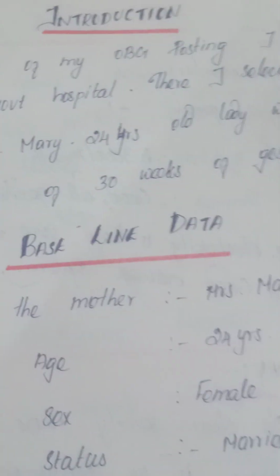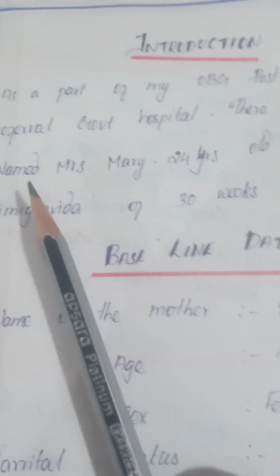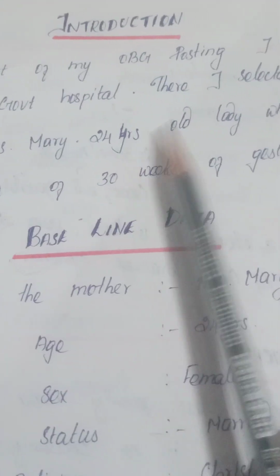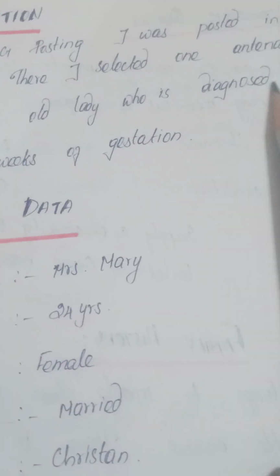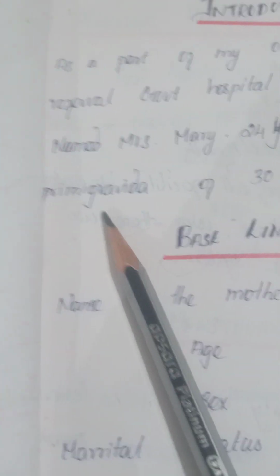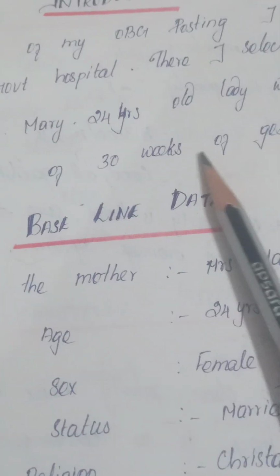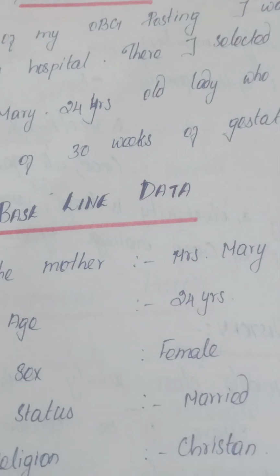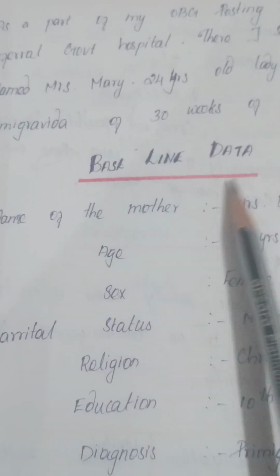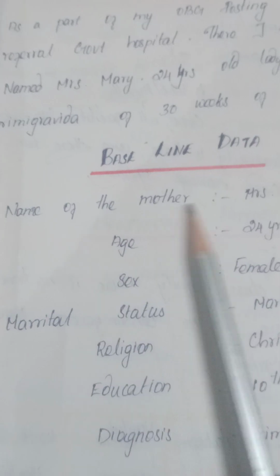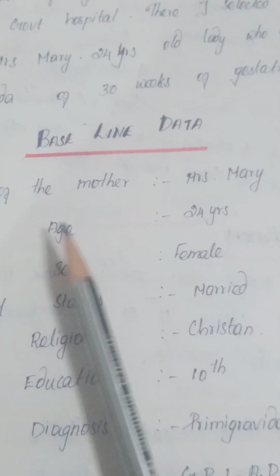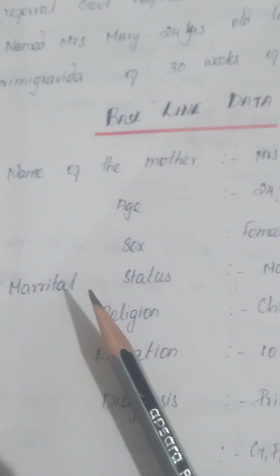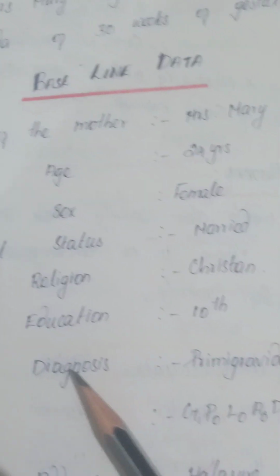I was posted in which hospital, you should write the hospital name, and there I selected one antenatal mother named Mrs. Mary, who is diagnosed as primigravida. Primigravida means first pregnancy, 30 weeks of gestation. Then baseline data. Next, name of the mother, Mary. Then age, sex, marital status, religion, education, then diagnosis.